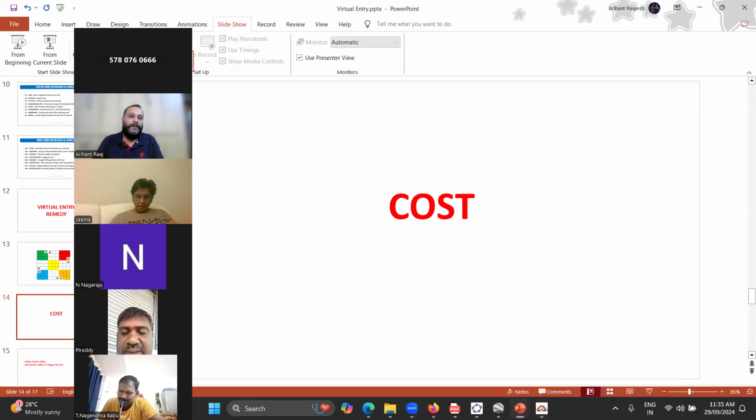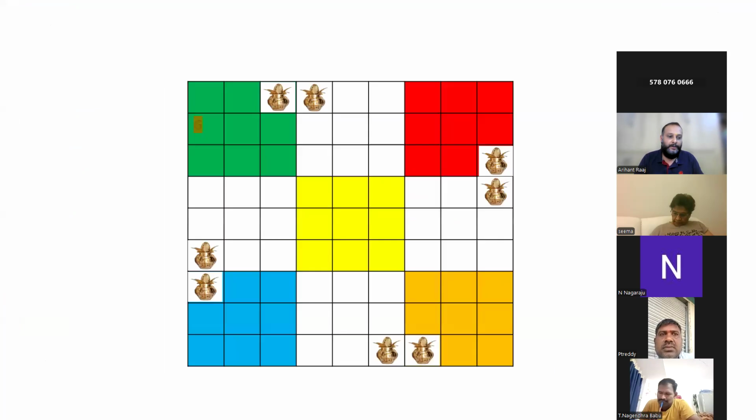Inside, it's going to be inside the house only, not outside, inside the house only. Okay.